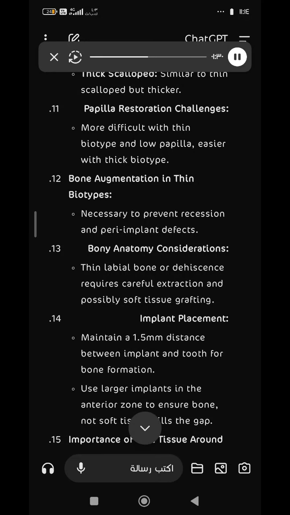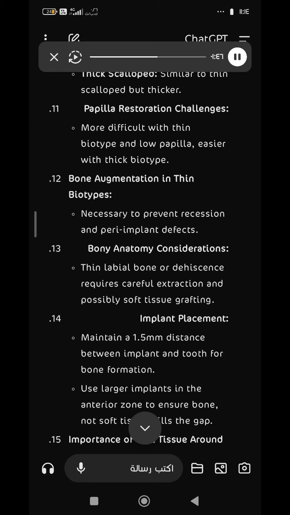12. Bone augmentation in thin biotypes is necessary to prevent recession and peri-implant defects. 13. Bony anatomy considerations: thin labial bone or dehiscence requires careful extraction and possibly soft tissue grafting.